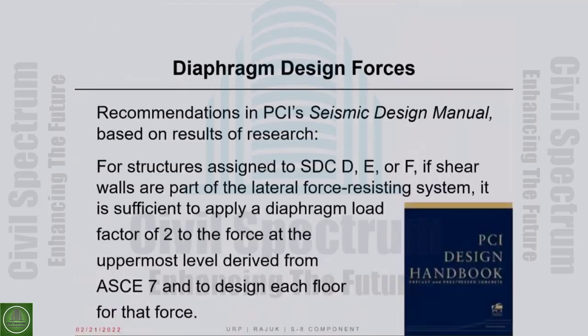Our recommendations were picked up in the PCI design handbook, and part of the recommendation is for structures assigned to design category D, if shear walls are part of the lateral force resisting system, it is sufficient to apply a diaphragm load factor of 2 to the force at the uppermost level and to design each floor for that force. So now you design the roof level diaphragm for twice the force level you calculate from ASCE 7 and then keep it constant down the height of the building. Don't decrease it any further. This was our recommendation.